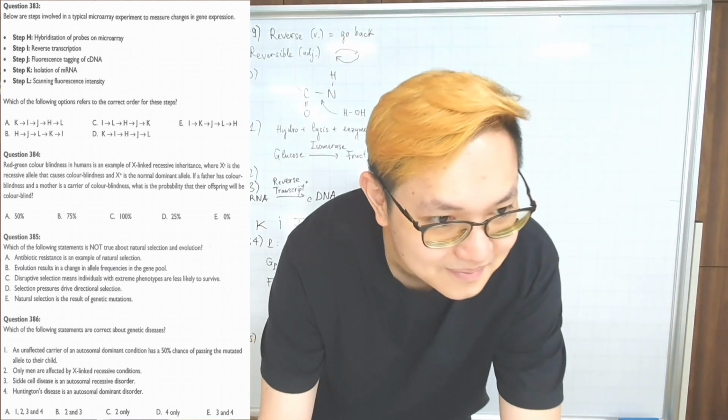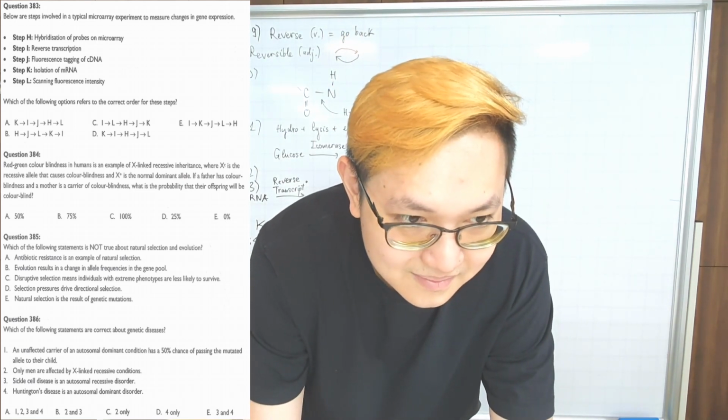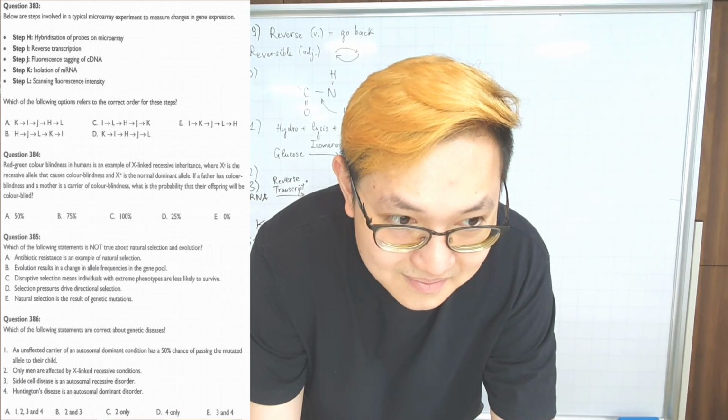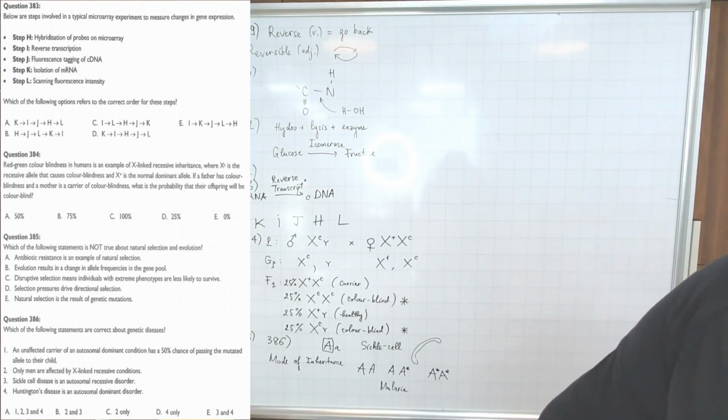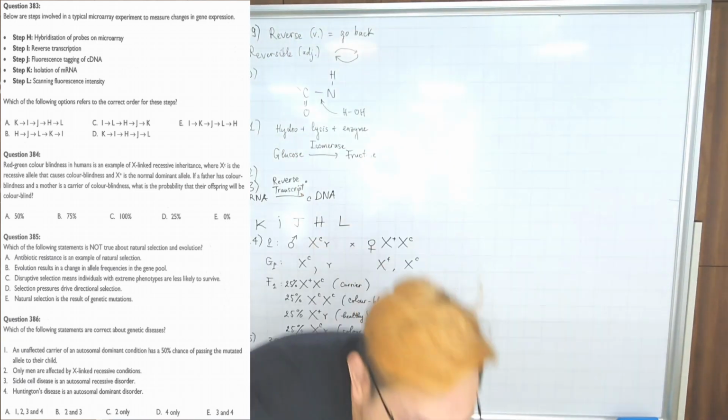Which means one copy of the allele in each cell is sufficient to cause the disorder. So it's autosomal dominant. Very good. That's all you need.